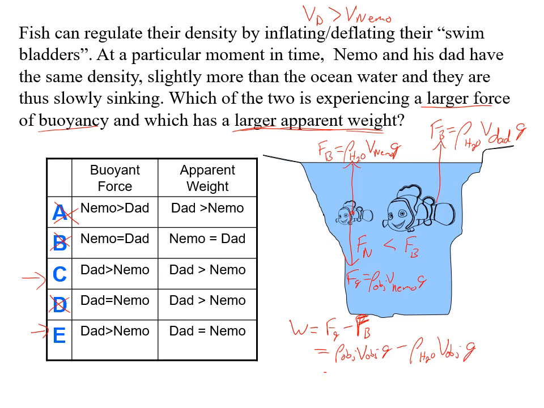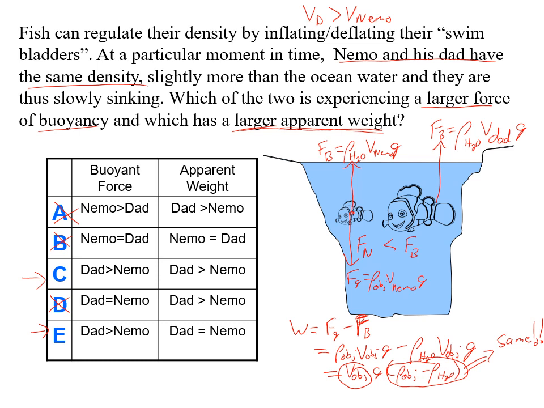And so these are important expressions because you'll notice that there's a common factor of the volume of the object and g, and then it's the density of the object minus the density of the fluid. Now, this term is going to be constant because they both have the same density. Okay, so Nemo and his dad have the same density. So in this particular question, this is the same for both of the fish. So again, it comes down to the volume of the object. Which one has the greater volume?